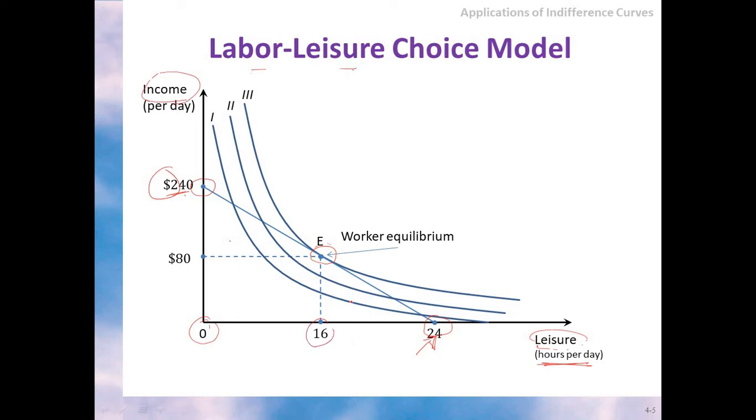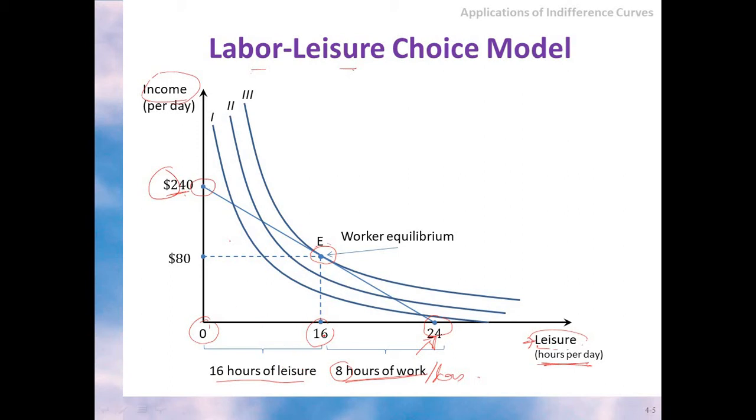So what does it mean by 16? This is where 24 minus 16, this is leisure, not working. 24 minus 16 is equal to 8. Normally the working hours in most parts of the world is 8 hours per day. So this 16 hours we call leisure. Not that we don't do anything, but we don't go to work, officially.